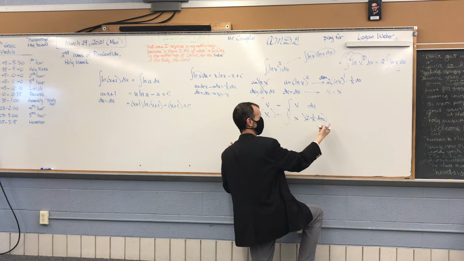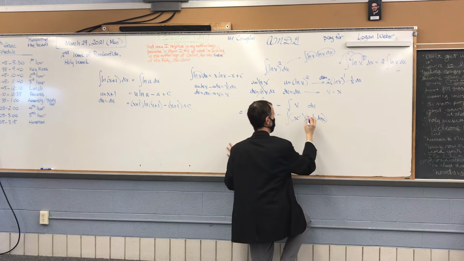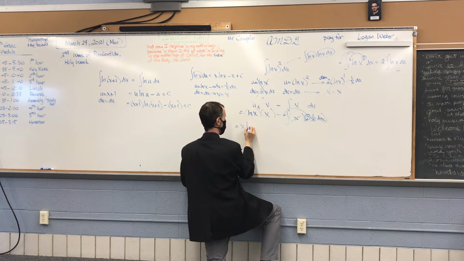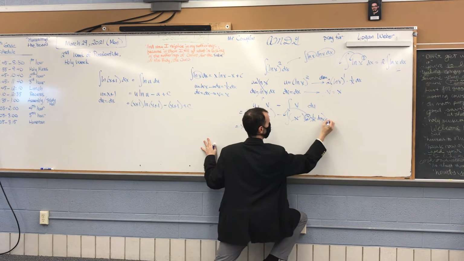Does anything simplify? Yes, the x's cancel, glory be to God, and the 2 pulls out front. Oh, so nice. So it looks like this: equals x times ln of x squared minus 2 times the integral of ln of x dx.